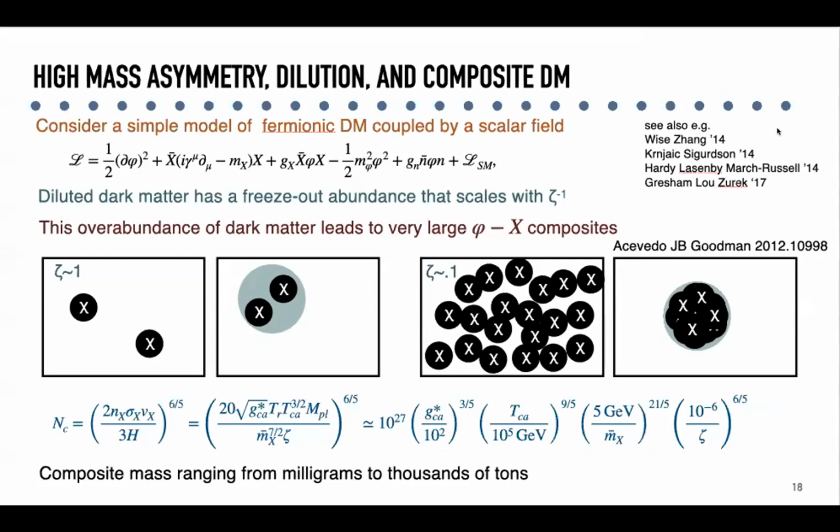This is something that was explored by a lot of authors in the last decade. And in the standard scenario with no dilution, you get composites of a certain size forming after these states freeze out. What we found is that with a very tiny amount of dilution, you start getting much, much more massive composite states. In fact, you get composite states which easily range with masses between milligrams and thousands of tons. This really opens up the mass frontier for what you should think about for a pretty simple dark matter scenario.